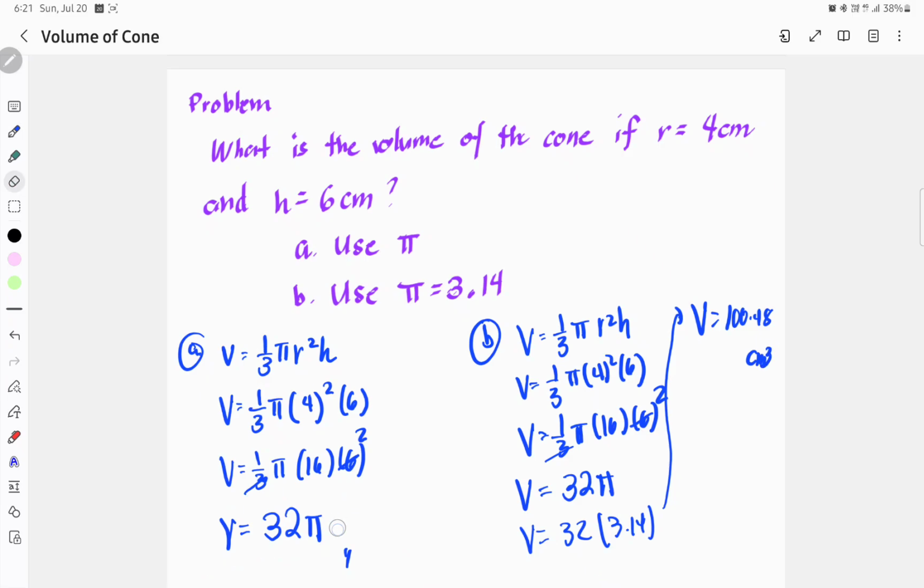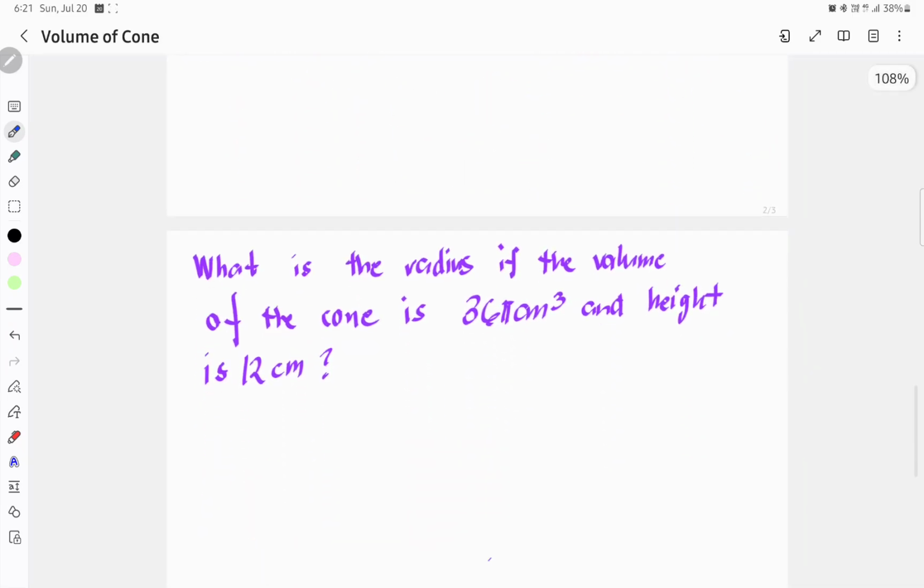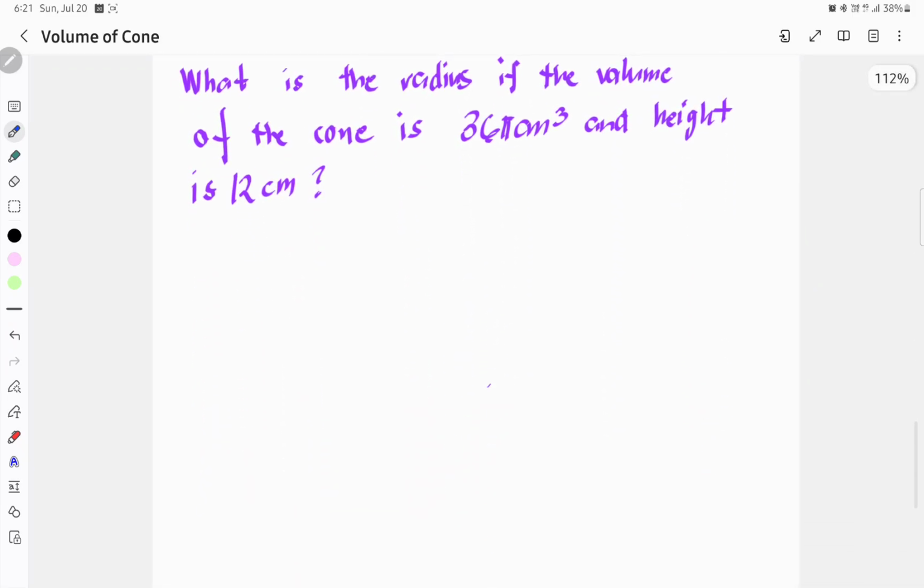Again here as well, the unit of measurement is cubic centimeter. Okay, now let's have another problem. What is the radius if the volume of the cone is 36 pi cubic centimeters and the height is 12 centimeters? Now working with the formula once again, 1/3 pi r squared height.